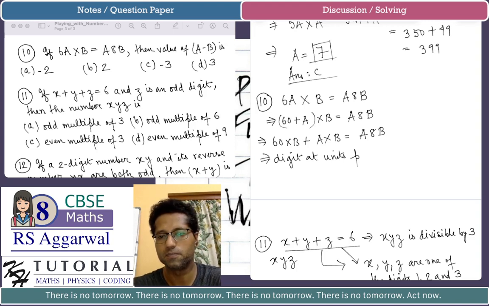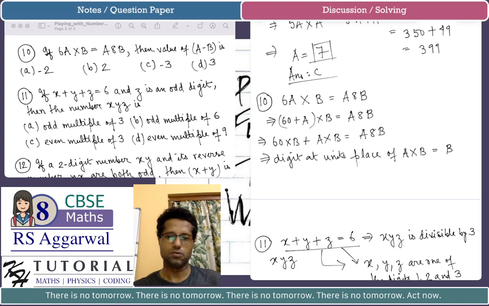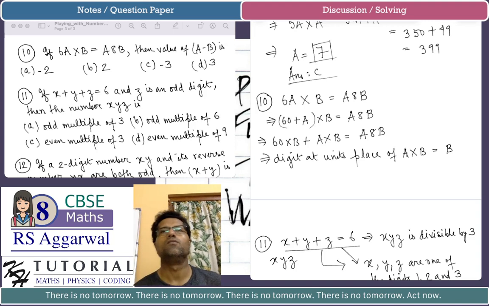So the digit at the units place of a into b is definitely equal to b, because on the right hand side of the equality sign we have a8b, where the digit at the units place is b. Okay. Now if a and b are two digits and a into b is equal to b, what are the possible values of a and b?